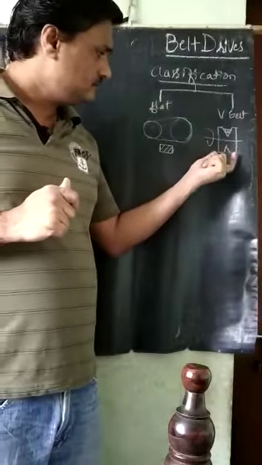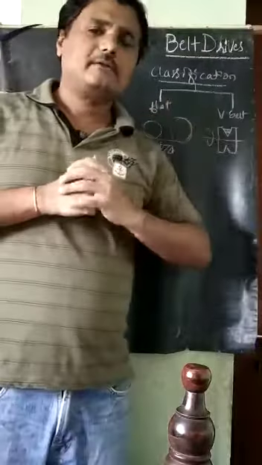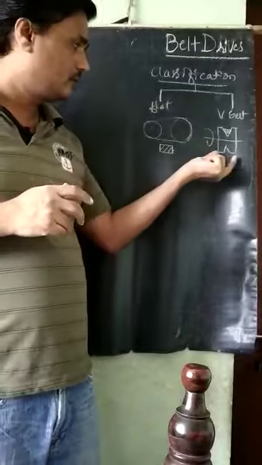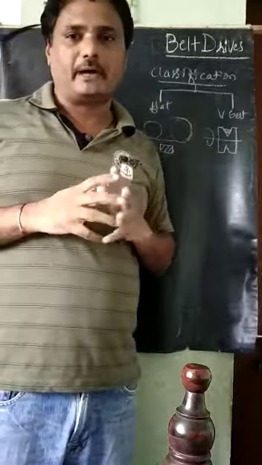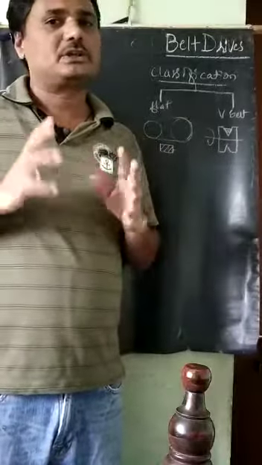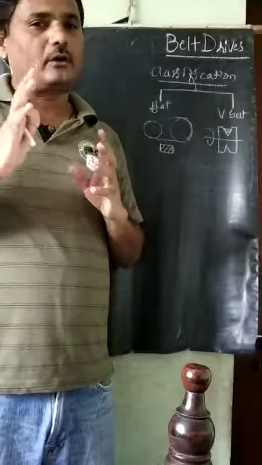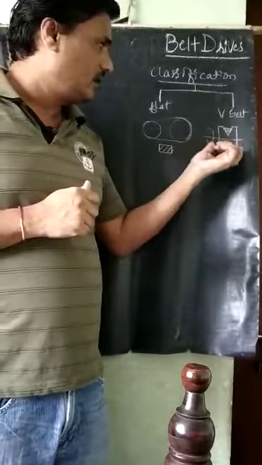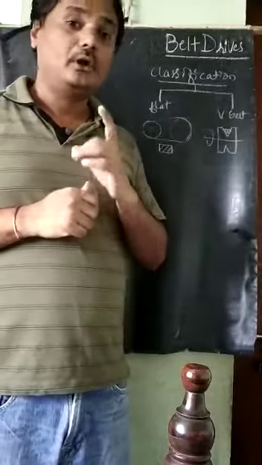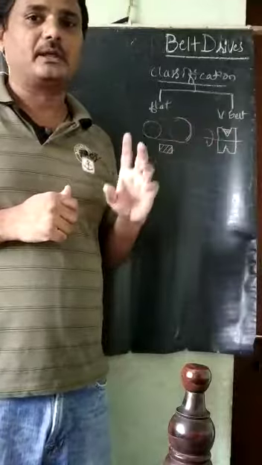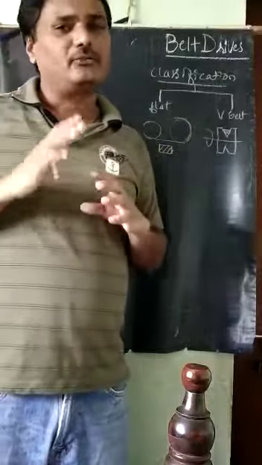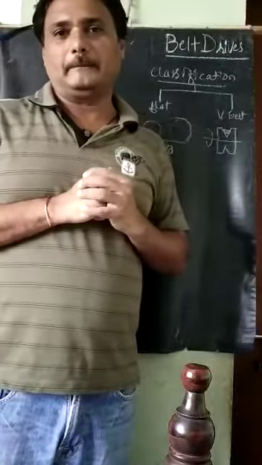Next, in the case of the V belt, there is the design cost, because a grooved pulley has to be manufactured. To manufacture that grooved pulley, the cost will be more. So the design cost for the V belt, especially for the pulley as well as the belt, is more. Whereas in the case of the flat belt, it is very easy to design.